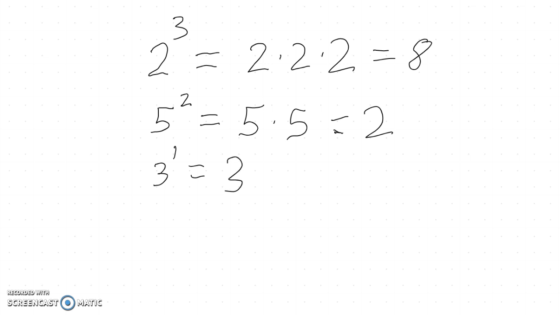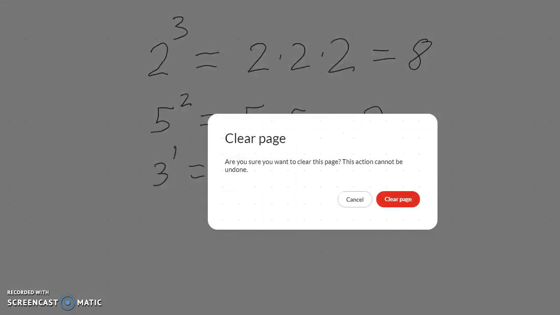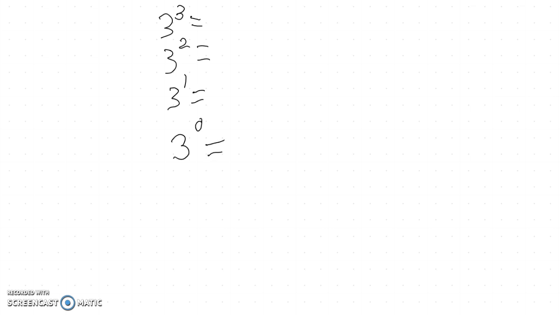Now let's explore what happens when things get a little bit more counterintuitive, a little bit weirder, a little less obvious. What are we going to do with 3 to the 0? 3 times itself 0 times? Well, that doesn't make any sense. We're going to have to use a pattern to decide what that means. Let's say 3 to the 3, 3 to the 2, and 3 to the 1. We're going to do a kind of a countdown here.